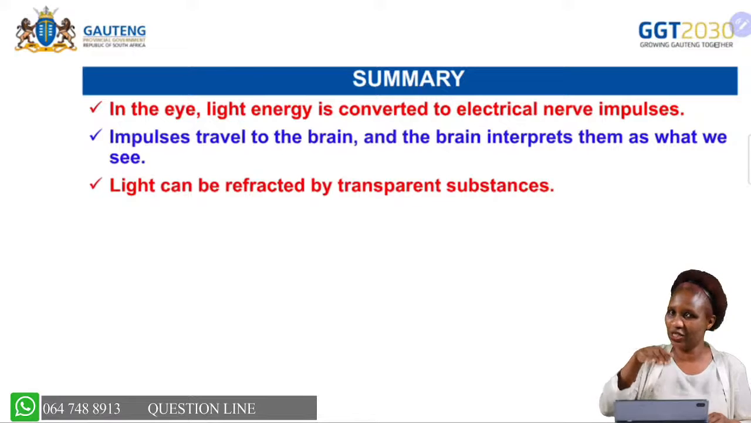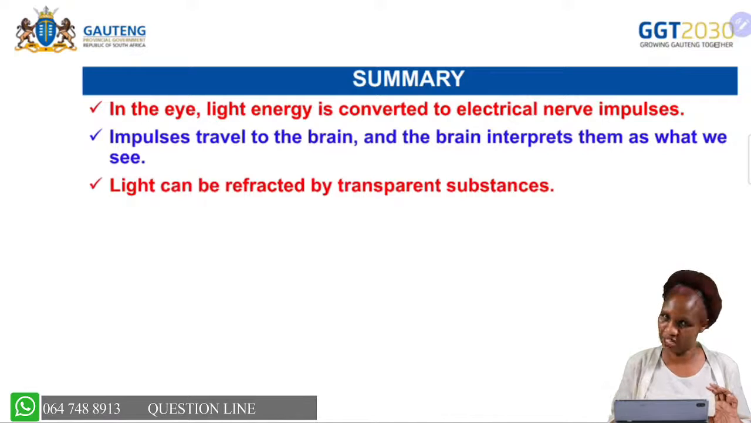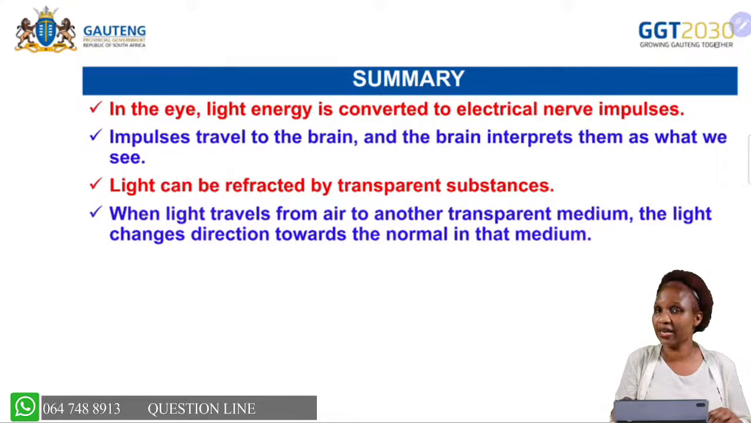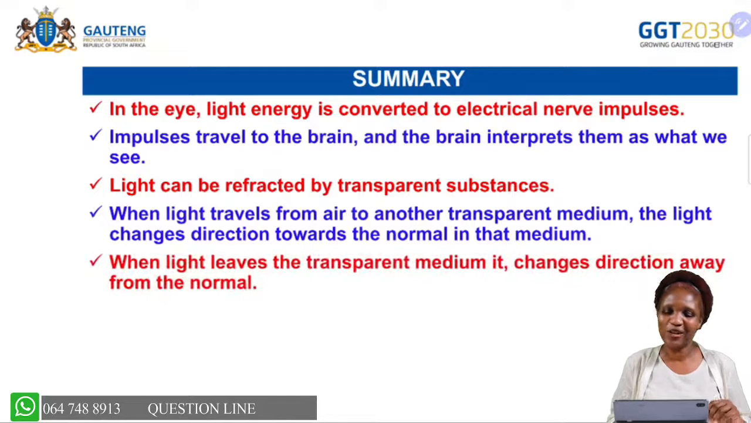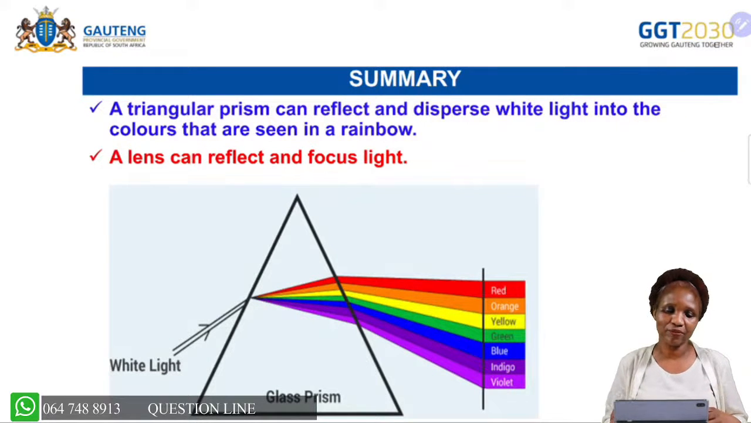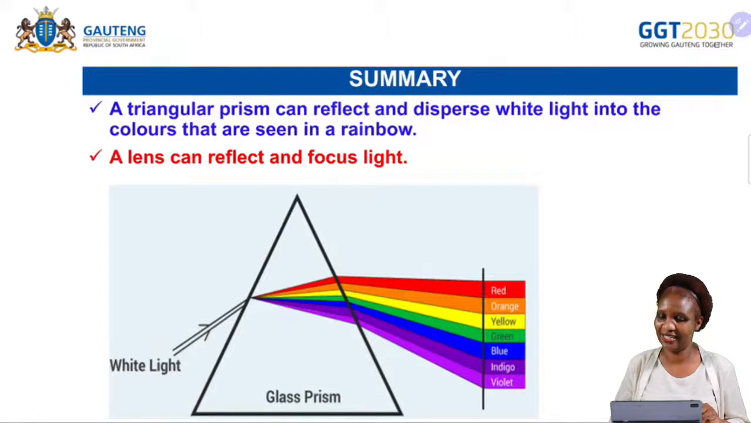When light strikes a glass prism, what happens? Light will refract. It will change direction and then it will disperse so that we see the colors of the spectrum. And when light travels from air to another transparent medium, the light changes direction towards the normal in that medium. And when light leaves the transparent medium, it changes direction away from the normal. A triangular prism can refract and disperse white light into the colors that are seen in the rainbow.